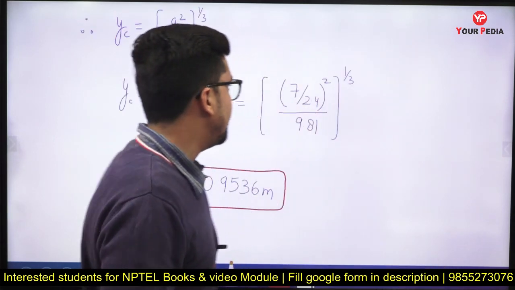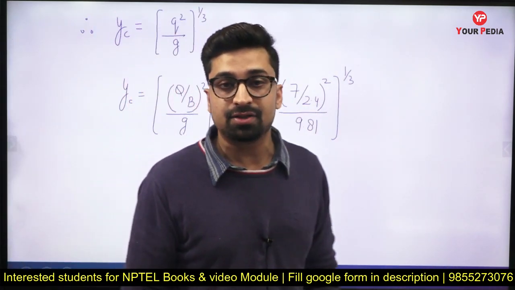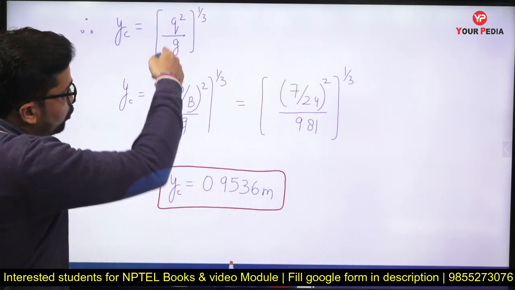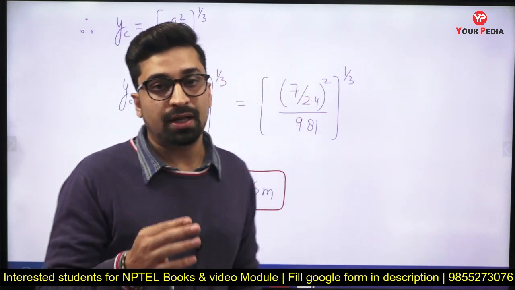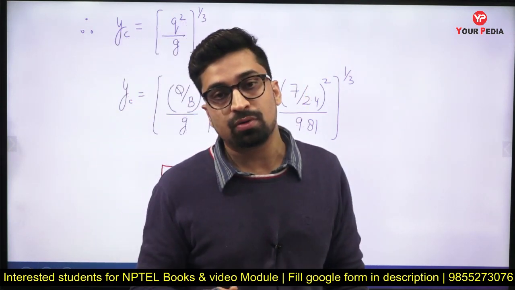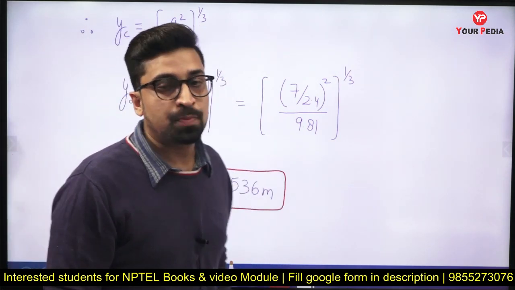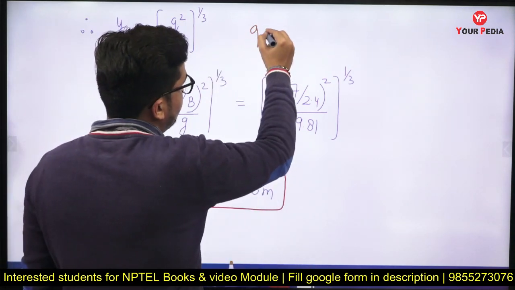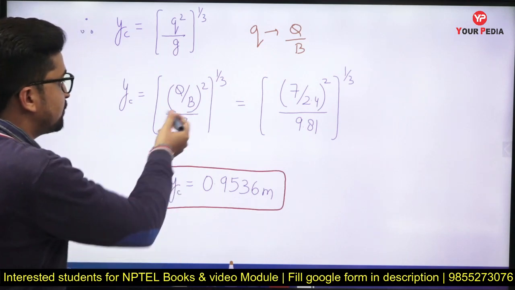So we should also find the critical depth at section 22, right? And this will be equal to (q square by g) raised to power 1 by 3. So basically critical depth will be equal to (q square by g) raised to power 1 by 3, right? Where small q is the discharge per unit width, right? So just substitute the values.